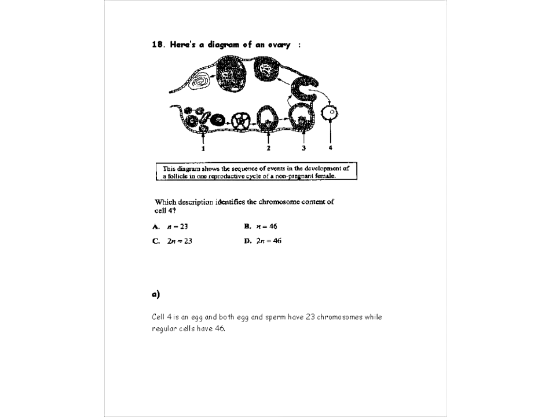Next is a diagram of an ovary, and it says, which description identifies the chromosome content of cell 4? So this one's cell 4. We've got an egg cell here, and an egg cell is a gamete. It's got half the number of chromosomes as a regular body cell. So rather than having 46, it's going to have 23. So we're going to say it's N equals 23. A regular cell is 2N equals 46. Both egg and sperm have 23 chromosomes, regular cells have 46. Whether you're talking about a zygote, which would have 46, or just a regular muscle cell, it's going to have 46.